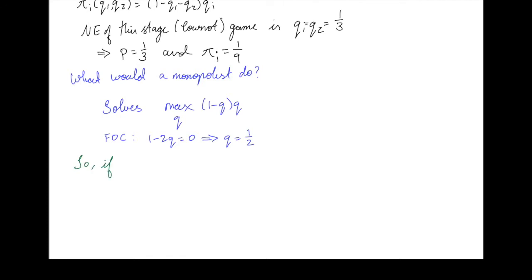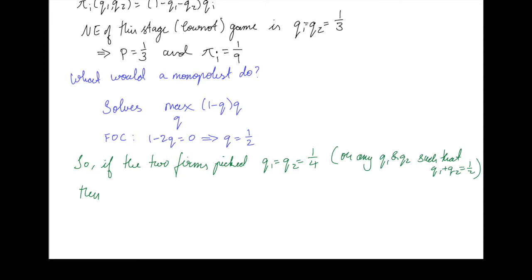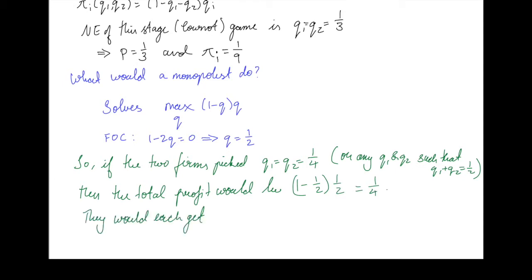So firm 1 and firm 2, if together they produced the quantity that the monopolist would produce, they would be better off. Really, they could pick any Q1 and Q2 that sum to a half. Then the total profit would be 1 minus a half times a half, which is a quarter. They could split that. If they both produce Q1 equals Q2 equals a quarter, they would each get 1/8, which is greater than 1/9, which is the profit that they get when they compete with one another. Or they could pick some other distribution Q1 and Q2 such that the total profit is a quarter, and they could still split it such that they both get at least 1/9.